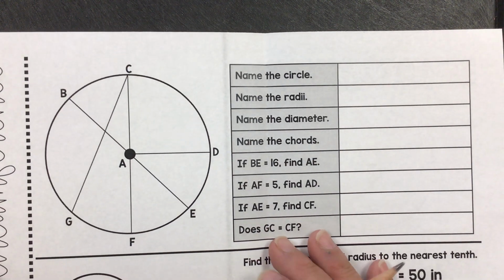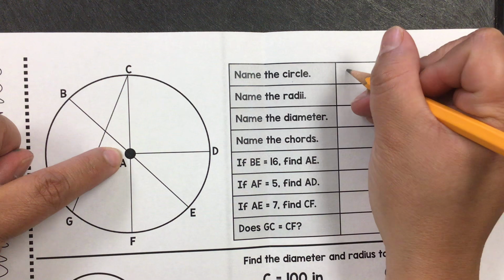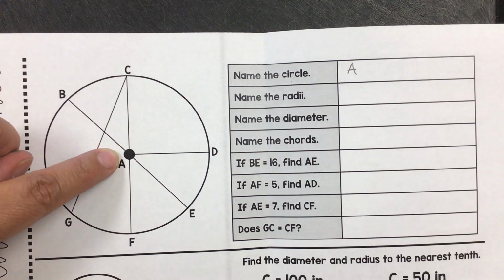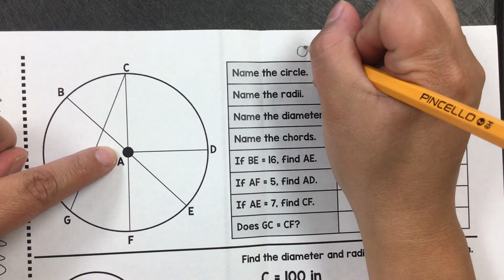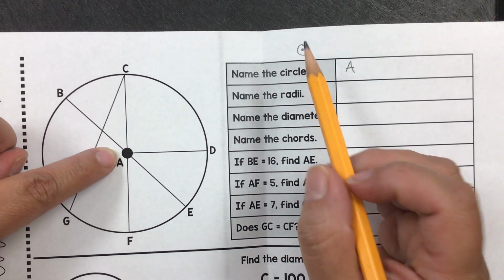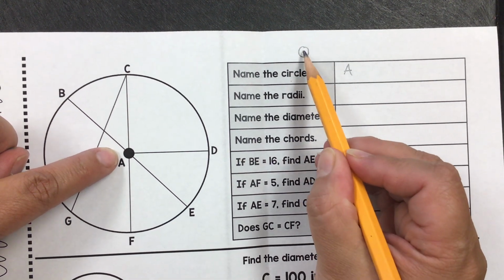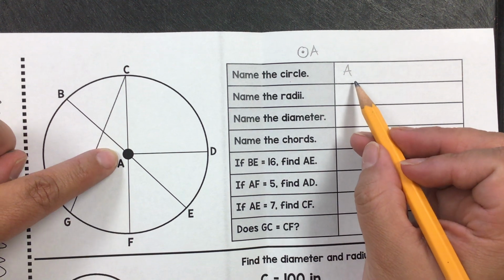To name a circle, all you have to say is the letter of its center, which is A. In your homework assignment, it has a circle with a little dot inside of it, and this is just notation that says the circle centered at A. But we don't need that, we just need the capital letter to name the circle.